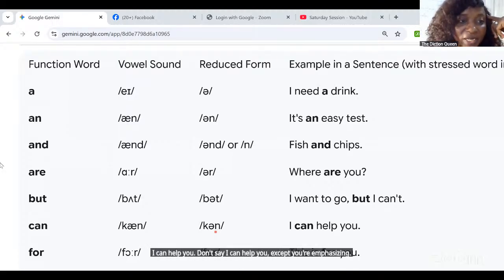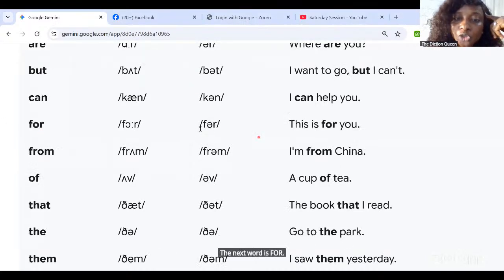The next word is for. It should be reduced to f. This is for you. This is for you. Not this is for you. Next, I have from. The O sound can be reduced into a schwa. You go from. I'm from China. China, not China. I'm from China. We have the schwa at the end of China as well.